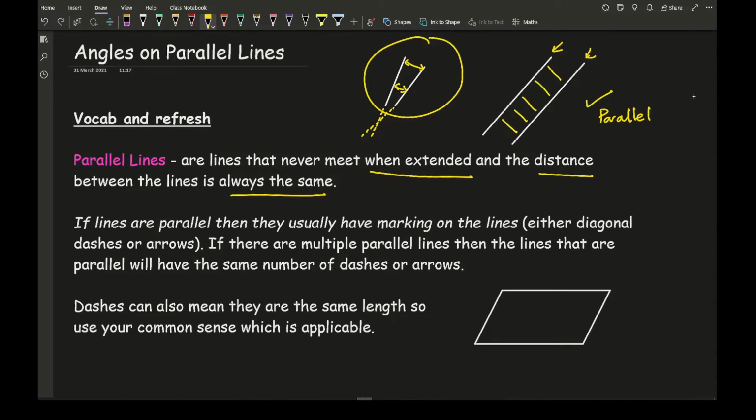Now, if lines are parallel, then they usually have markings on the line. This is either using diagonal dashes or with arrows. Now, if there are multiple parallel lines that you can see, then the lines that are parallel will have the same number of dashes or arrows.